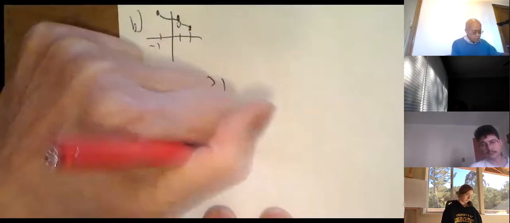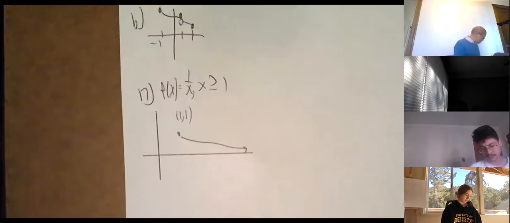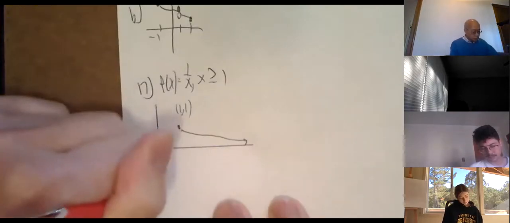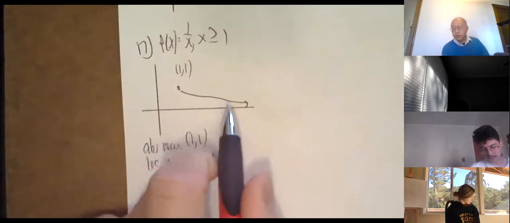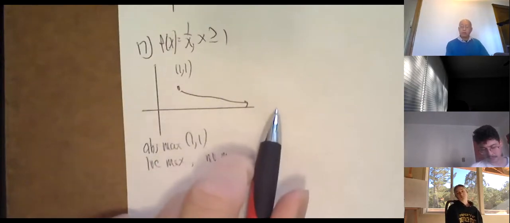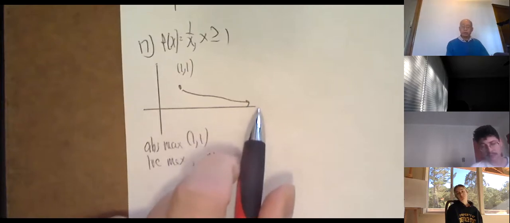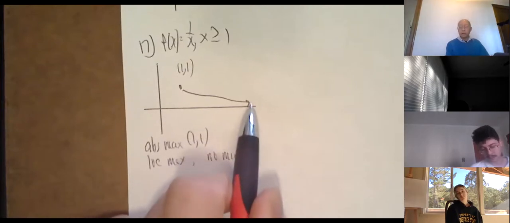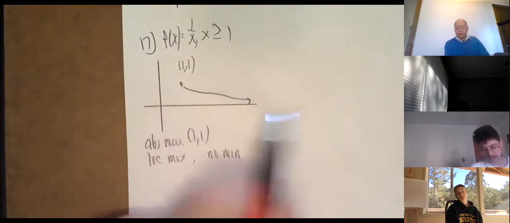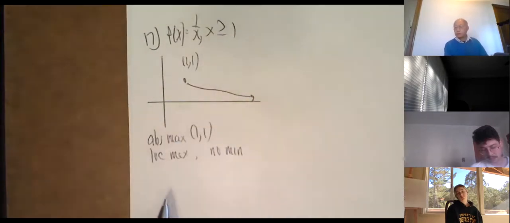Looks like that. So absolute max at (1, 1), and also local max. And it looks like there's no minimum. There's no one number you could say is the smallest, even though it's bounded by y equals 0. You can't say one number is the smallest. You can't say 0.00001 because I can add another 0 in front and it's even smaller and so on.